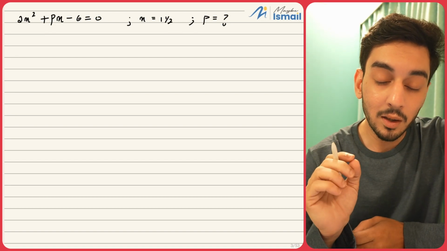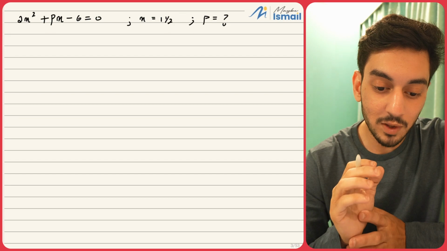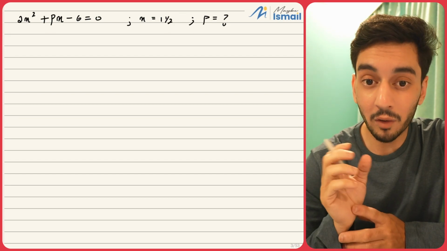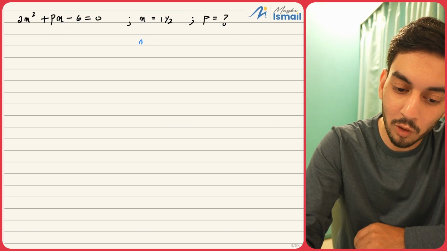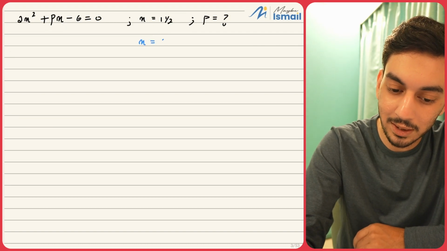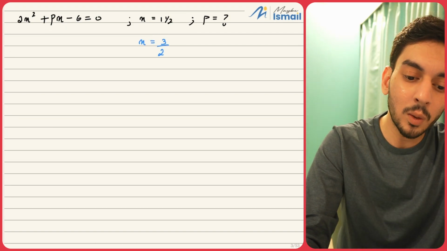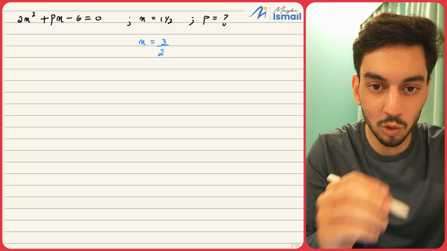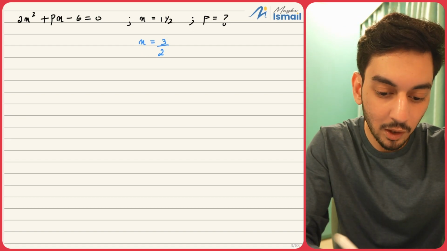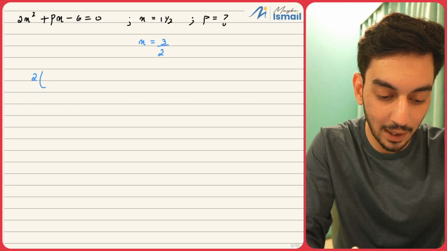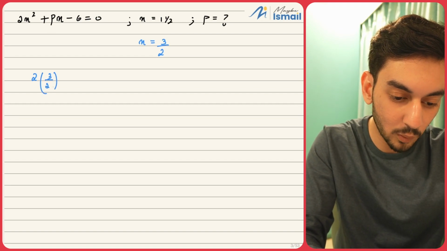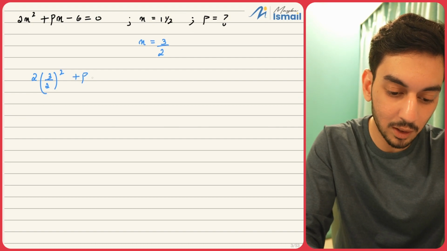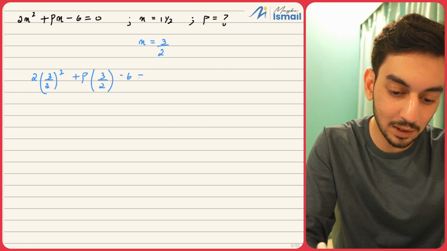To start this question, we need to understand that the value of x is a mixed fraction. We need to convert it into an improper fraction. So it would be 2 times 1 is 2, plus 1 is 3. So x would be 3 over 2. Now I take this value of x and plug it into the equation, and let's see what happens. So it becomes 2 and then x square. Instead of x, I'll write 3 over 2 and then square it, plus p times x, which is 3 over 2, minus 6 is equal to 0.